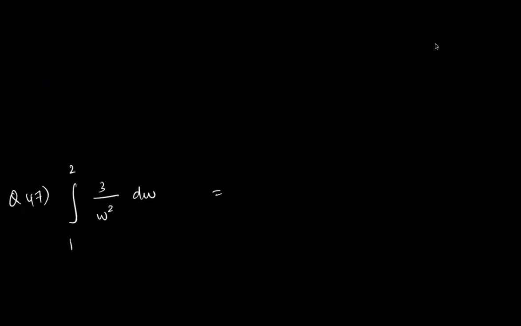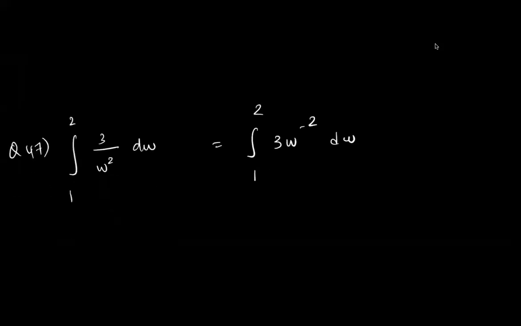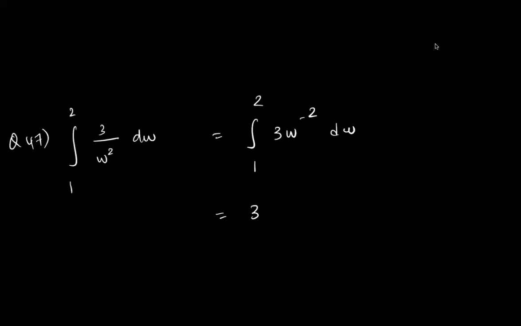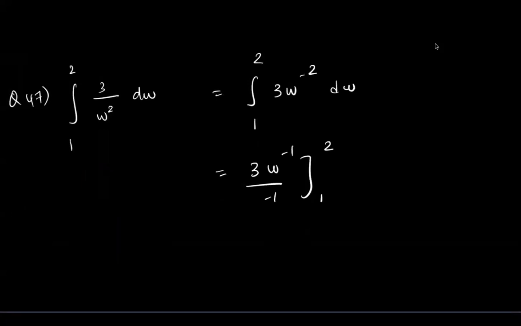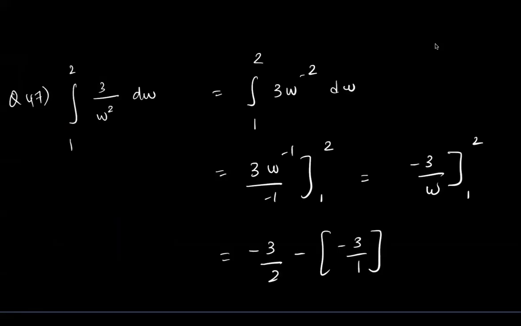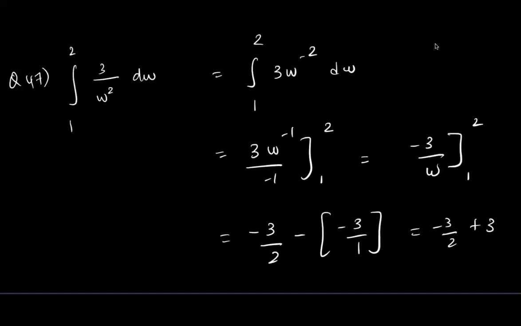So this can be rewritten as 3w to the power of negative 2. So then I will have 3 times this. So that gives me, this can be rewritten like so. So then I have negative 3 halves minus negative 3, right? So this is negative 3 halves plus 3. So that is 3 halves.